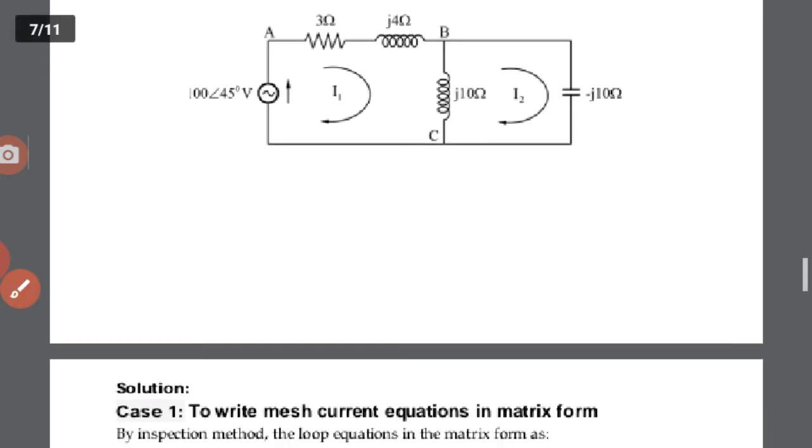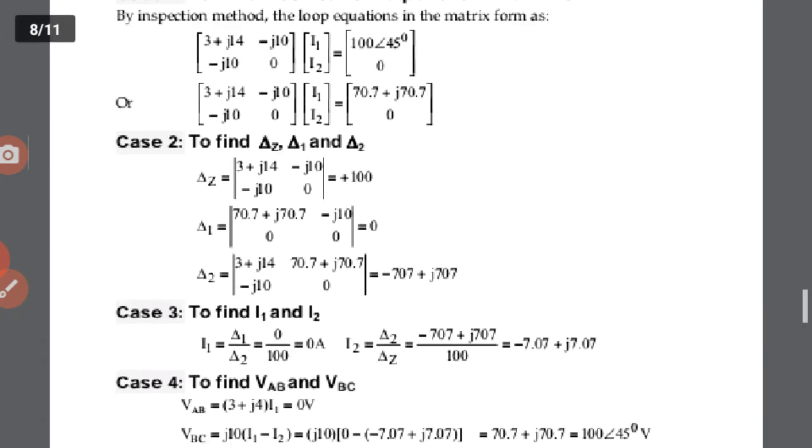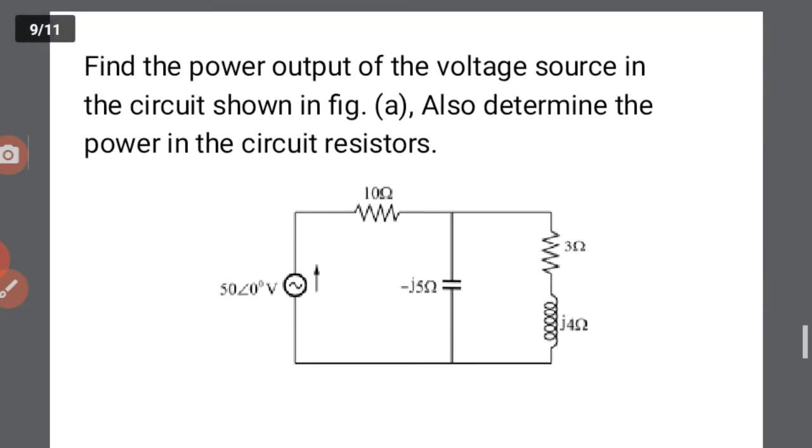In this way, you can find any branch voltages by using the mesh current method, or mesh current analysis. Next, go for another example.